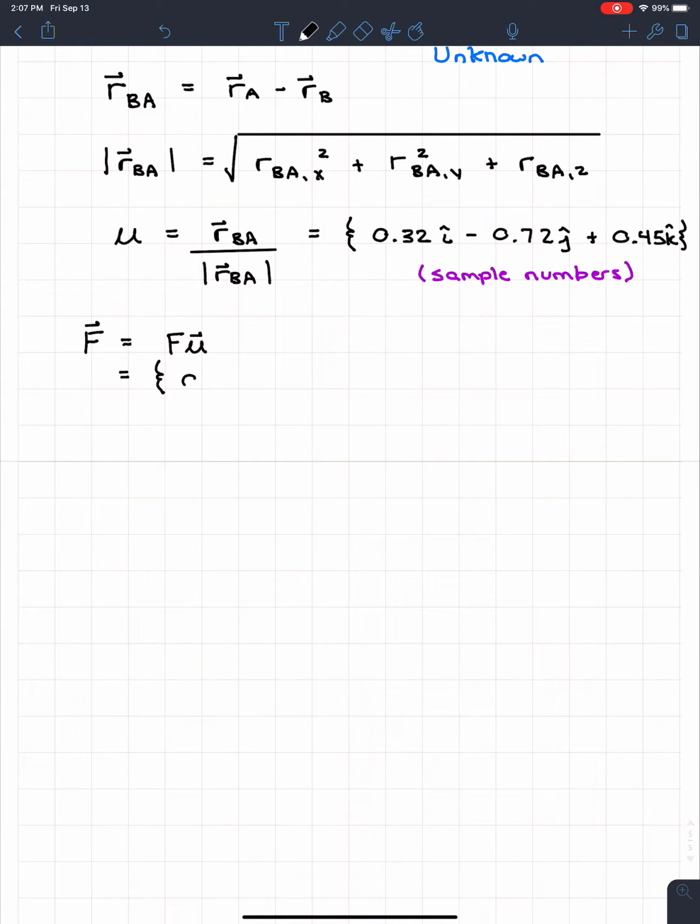0.32, and this will be F, and that's in the i direction. Minus 0.72 F in the j direction. So again, I'm just taking that F and multiplying it into the unit vector. Unit vector, singular. There's not more than one. And then plus 0.45 F in the k direction.